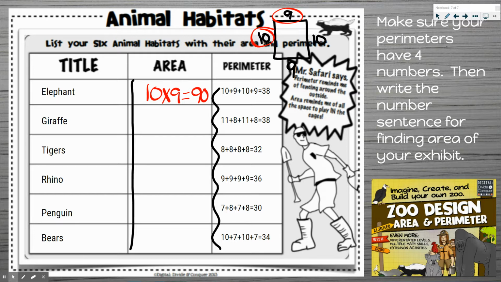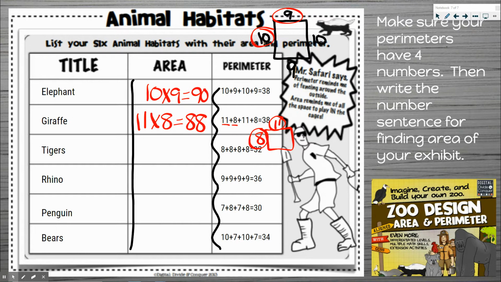I can do the same thing for my giraffe. I see 11 and 8. So if I were to draw this out, I can see that one side is 11, the other side is 8. So I'm going to multiply 11 times 8, and that equals 88.